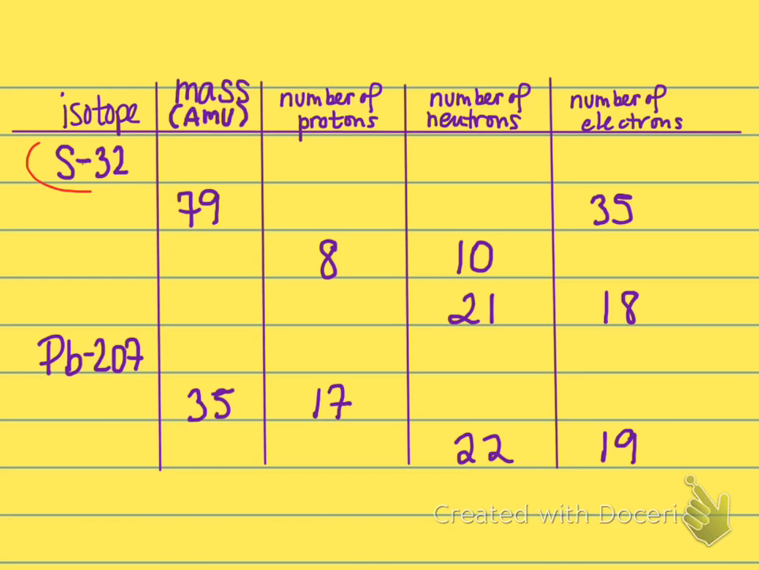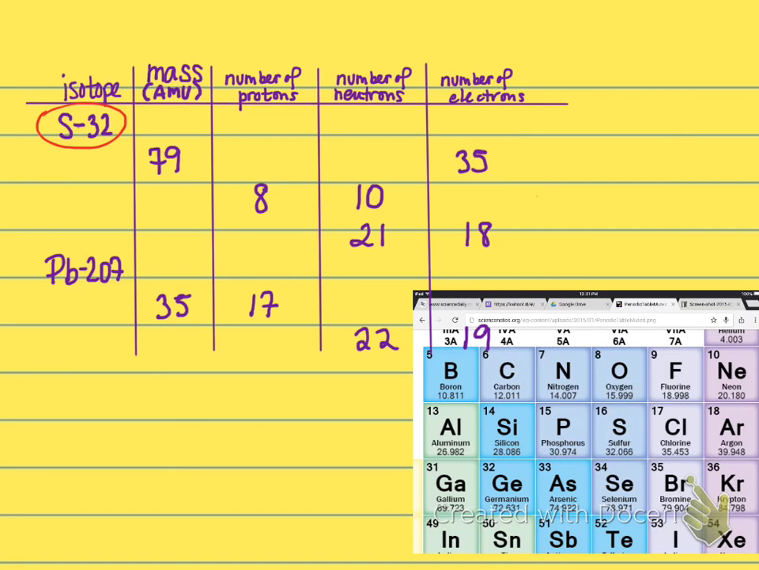We have here S-32. Well, from the periodic table, you know that S is the chemical symbol for sulfur. And from our work with isotopes, you know that the mass of a single atom of sulfur-32 would be what? That's right, 32 AMUs. Now, from the periodic table, you should be able to get the number of protons that sulfur has pretty easily. 16, and that would hold true for any isotope of sulfur.